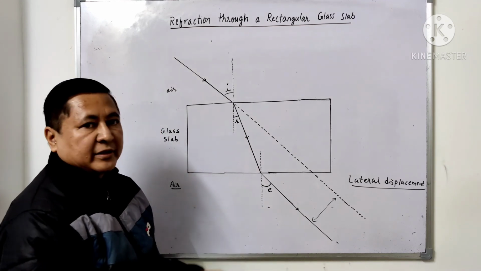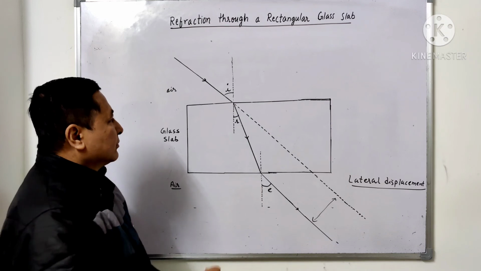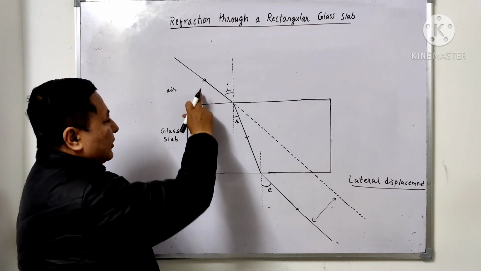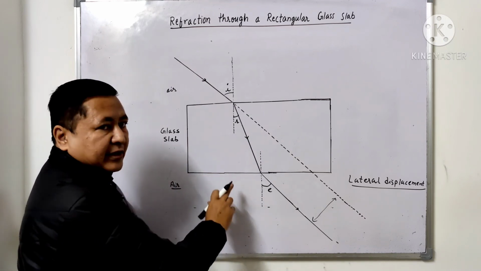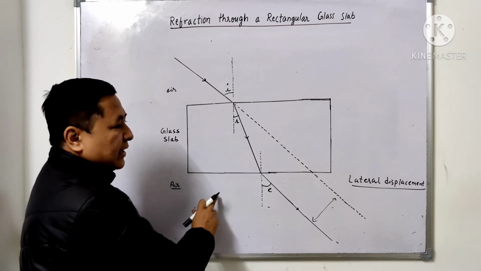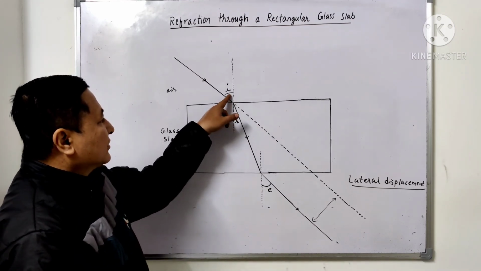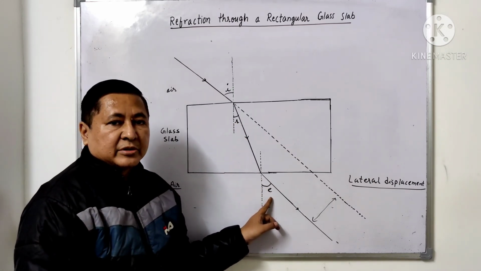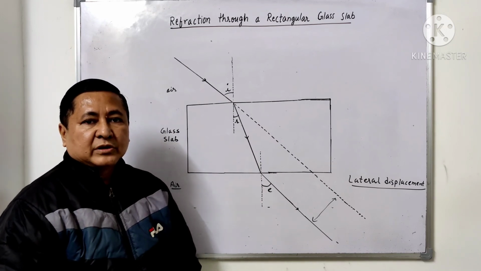So this is a diagram showing the refraction through a rectangular glass slab. Here the refraction takes place two times: one, entering from air to glass slab, bending towards the normal, and second, when light is going from glass to air, it is bending away from the normal. This is the angle of incidence, this is the angle of refraction, and this is the angle of emergence. So this is how light refracts through a rectangular glass slab.